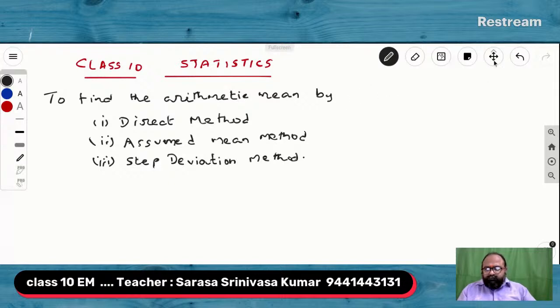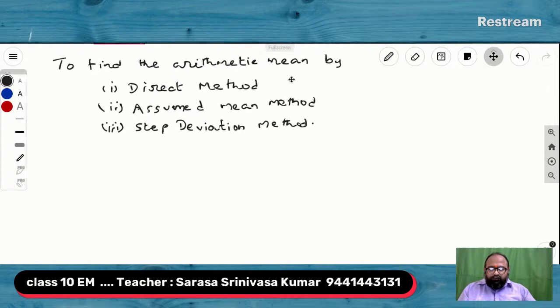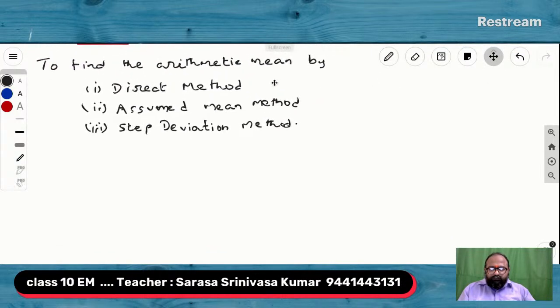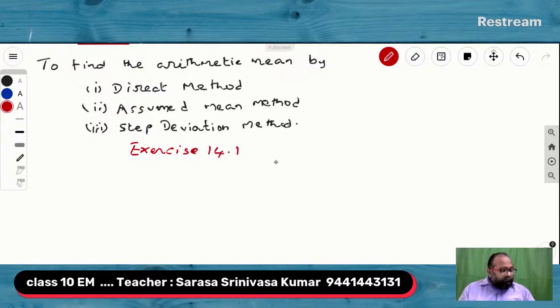Now, exercise 14.1, page number 332. Now we are noting the first problem.